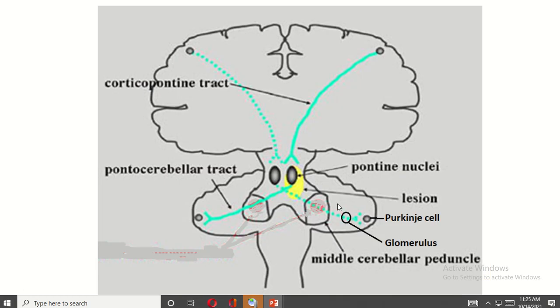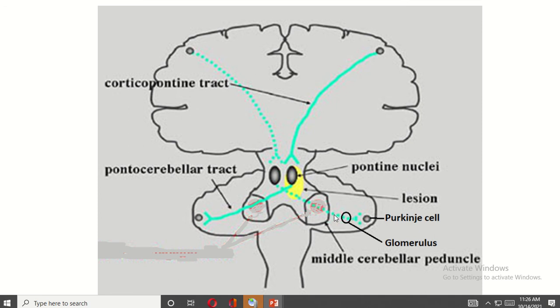So in this slide I discuss the mossy fiber. You see, this is the motor cortex and this is the pontine nuclei, and the name of this tract is the corticopontine tract, and this tract is known as the pontocerebellar tract. Pontocerebellar tract or mossy fiber. This is the afferent fiber for the cerebellum.